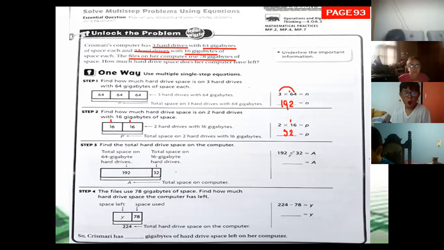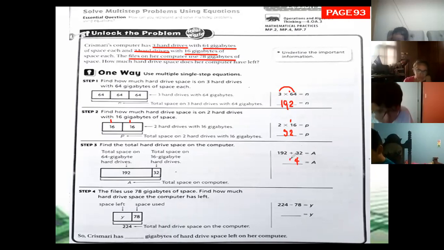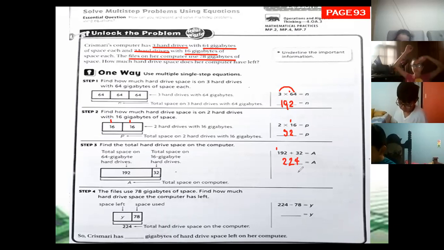So 2 plus 2? 4. Then 3 plus 9 is 12, and I regroup 1, right? So 1 plus 0 plus 1 becomes 2, because I don't have a number to add to the 1. Okay, the total space of the computer is 224.